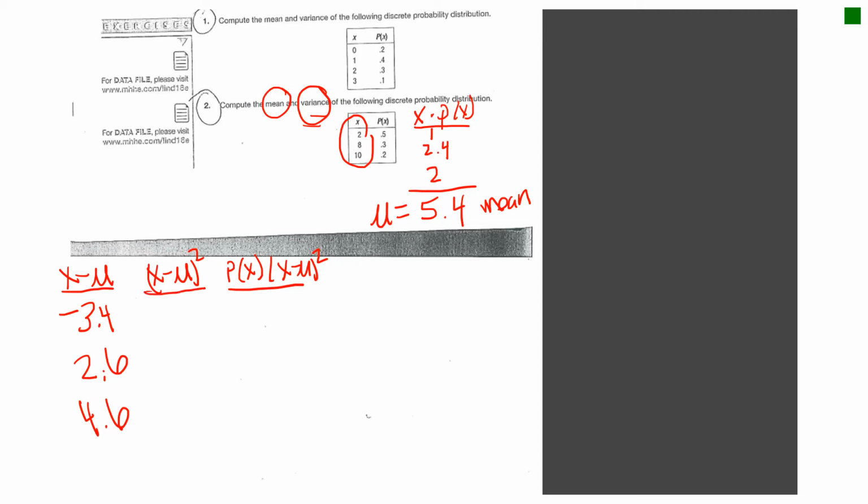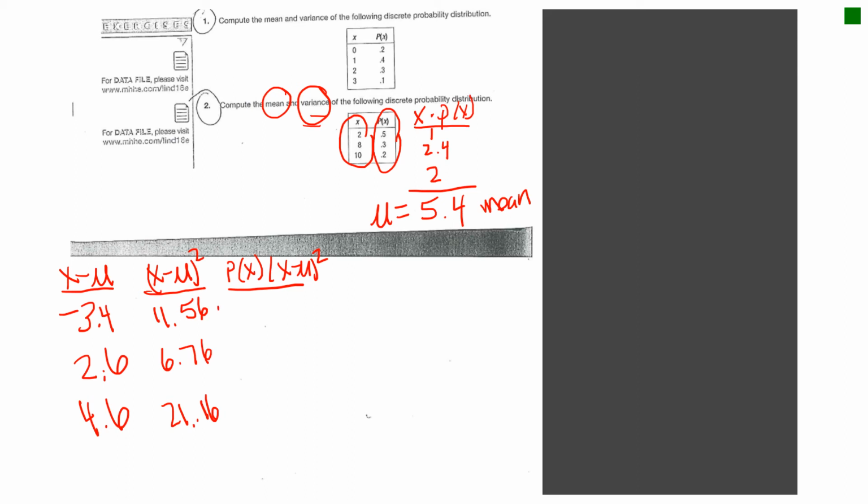Now, the next thing we're going to do is square each of these. So negative 3.4 squared is about 11.56. 2.6 squared is going to give us about 6.76. 4.6 squared gives us 21.16. Okay, now, once you've squared them, we're going to go back and take these individual probabilities and multiply by each of these squared numbers.